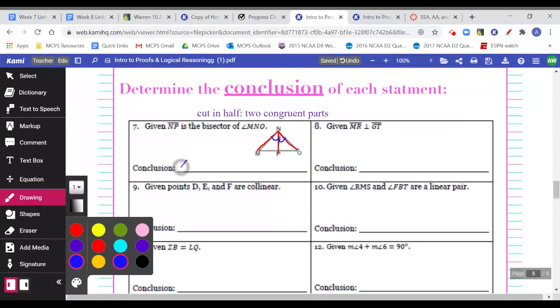So I'm going to name the first angle, the one on the left, MNP. And I'm going to say that I know for a fact that that is congruent to angle ONP because of the fact that the larger angle was bisected.